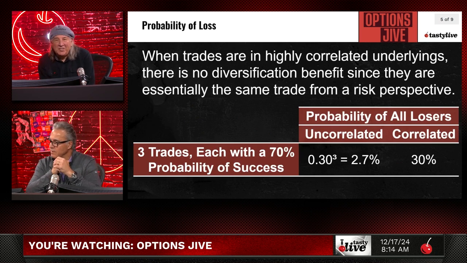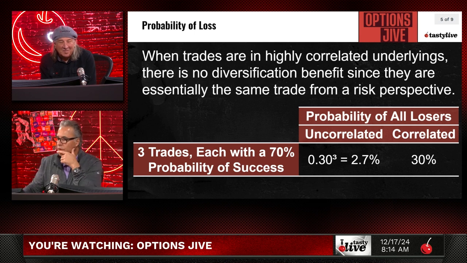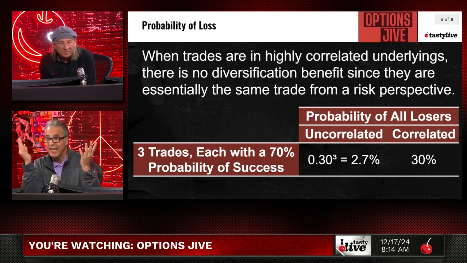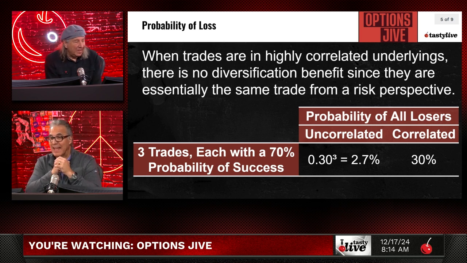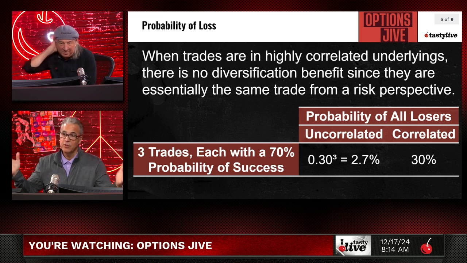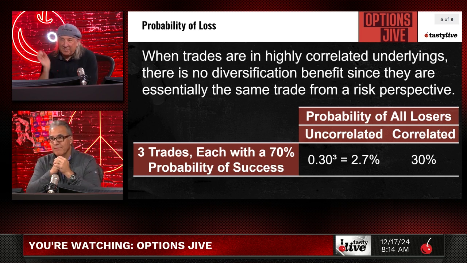So when trades are in highly correlated underlyings, there's no diversification benefit since they're essentially the same trade from a risk perspective. Like if you do something in the S&Ps, the NASDAQ, and the Russell, and you do the same trade in all three, you're going to have the same result. I mean, they're highly correlated. We'll say 90, but it's 80 then. Maybe in a shorter time frame it's not as correlated as it normally is over a much longer time frame, but I'd bet on it being correlated.